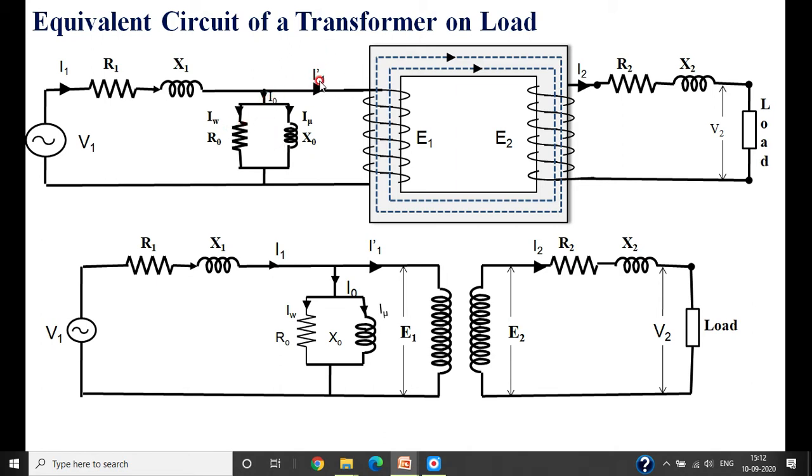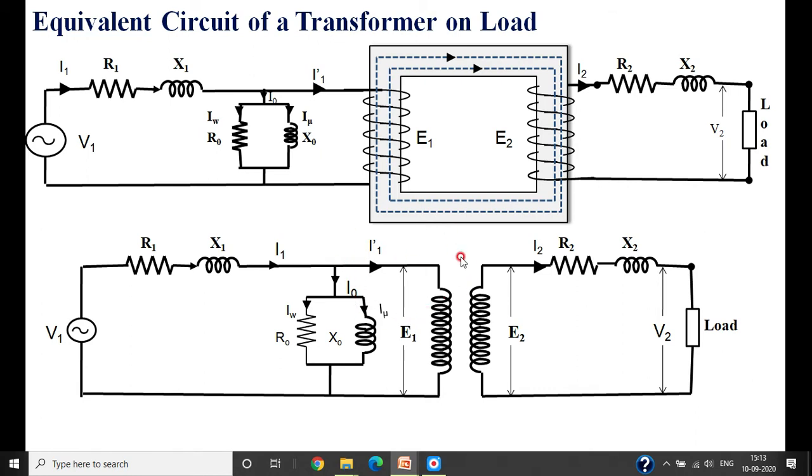However, this I1 dash will change as the load current I2 changes. The same thing is drawn here: I1, I0, I1 dash. This is the primary winding, the secondary winding resistance and reactance, and the load. The voltages are the terminal voltage V2, induced voltage E2, primary induced voltage E1, and V1. These are the components. This is how we have to draw the equivalent circuit of a transformer on load condition.